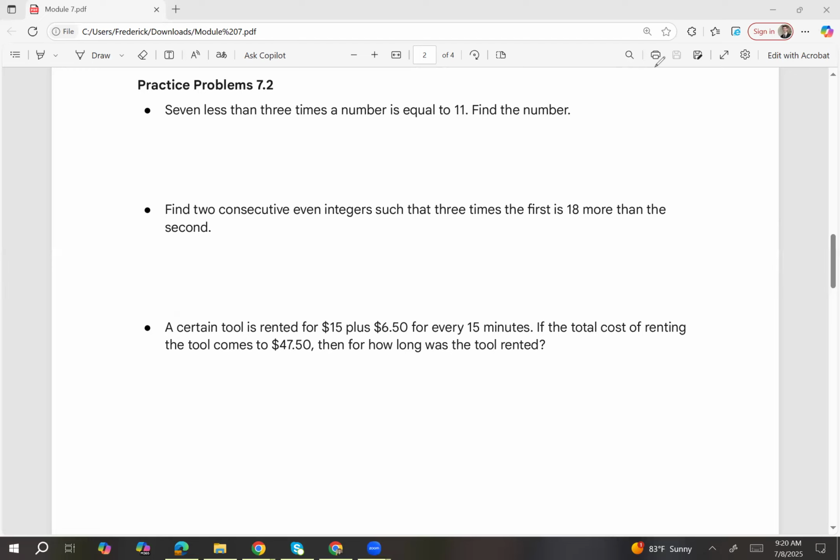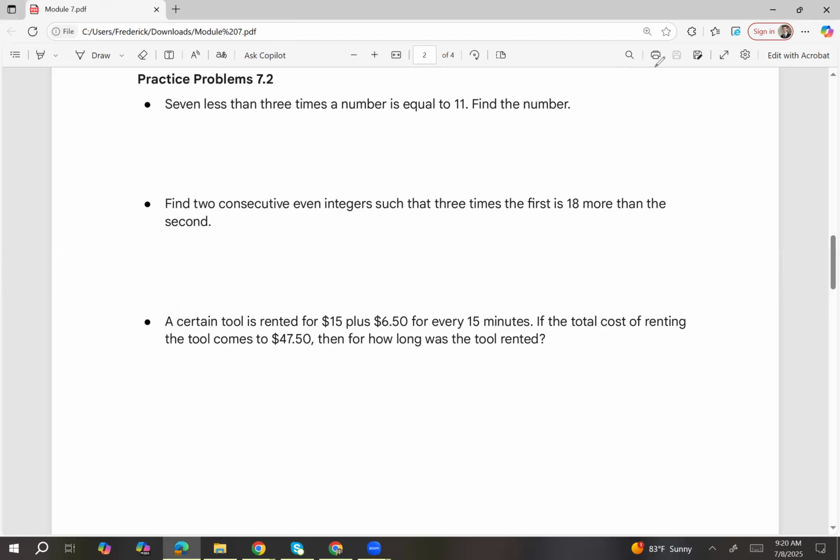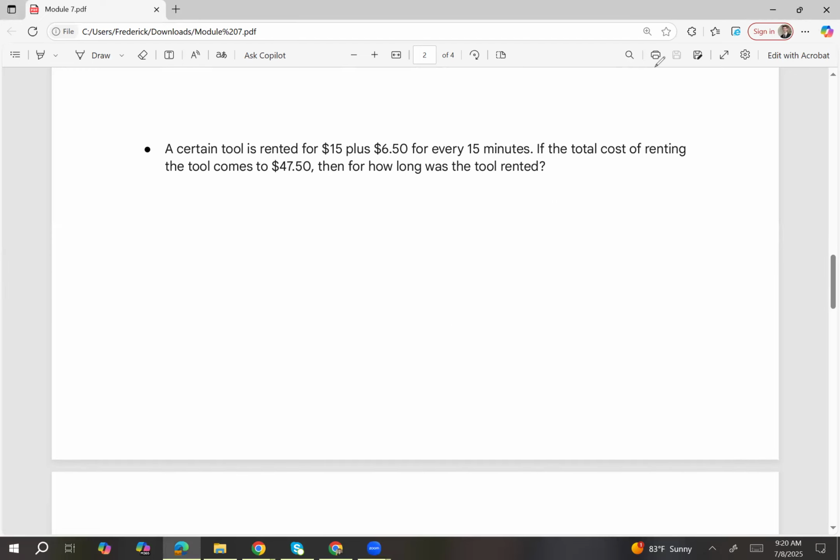We have a certain tool rented for $15 plus $6.50 for every 15 minutes. If the total cost of renting it is $47.50, then for how long was it rented? And so how long was it rented is the unknown in this case. Let's just say we're going to use the variable y to represent that. And let's write down some of the information from the description.